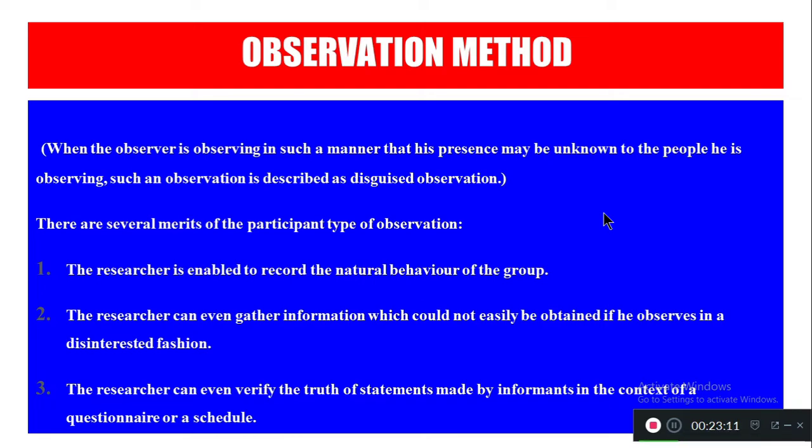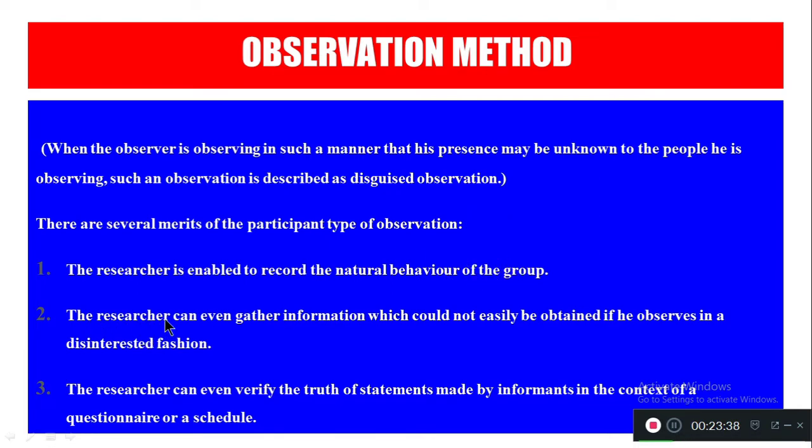So there are some benefits of the participant type of observation. Let's see the merits of the participant type of observation. So the first one is that the researcher is enabled to record the natural behavior of the group. When I participate in your activity as one of the members, I record the natural thing, what is happening in the group.